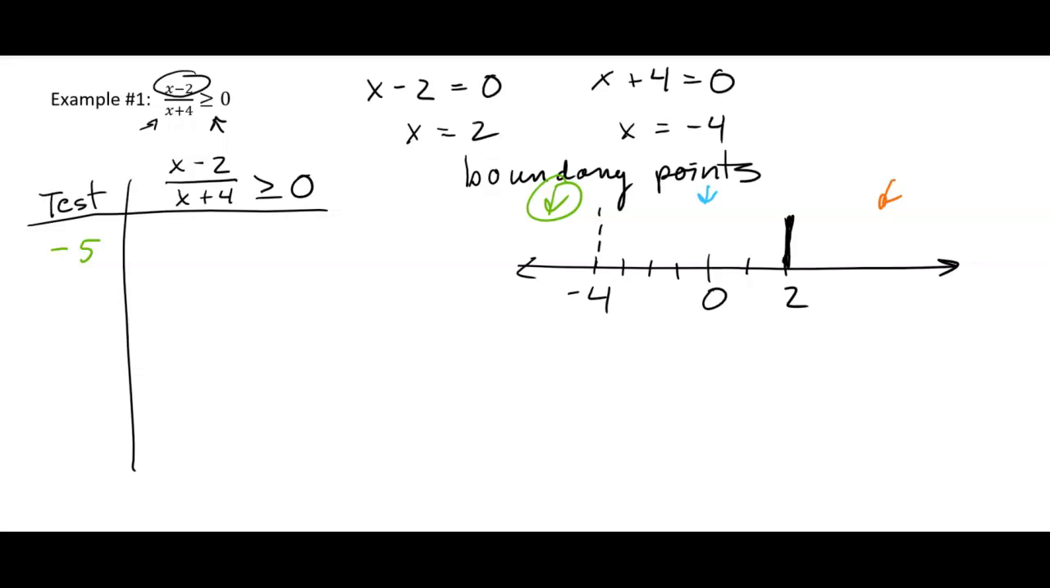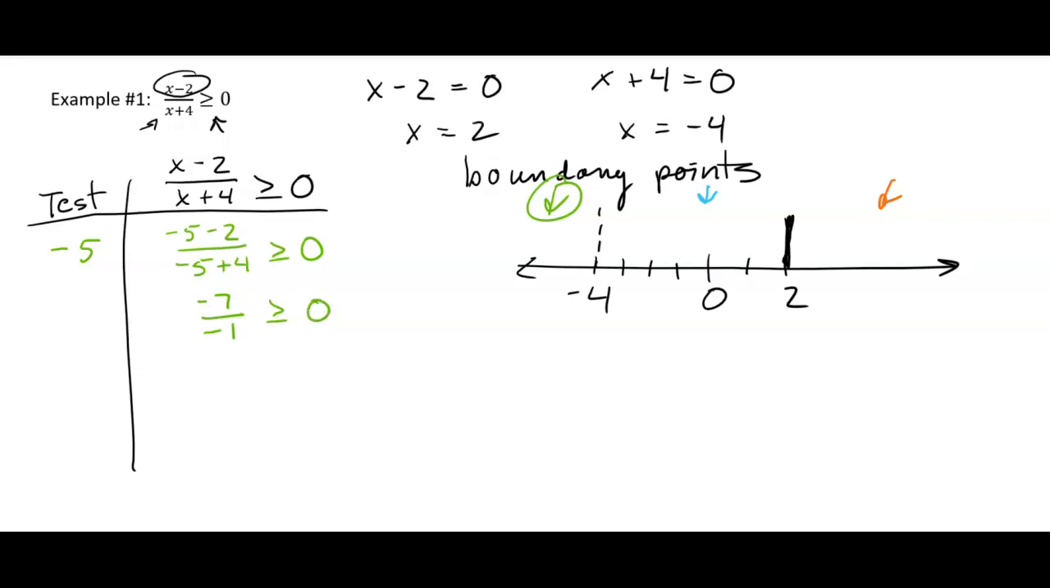This is the inequality we're given. So we're going to plug in negative 5 and see what happens. So I'd have negative 5 minus 2 over negative 5 plus 4, and I want to know if that's greater than or equal to 0. Well, in the numerator I get a negative 7. In the denominator I get a negative 1. Well, a negative divided by a negative is positive, so yeah, it's going to work.